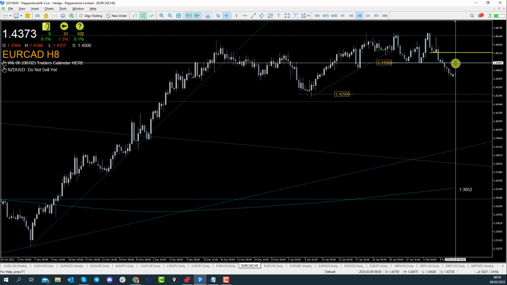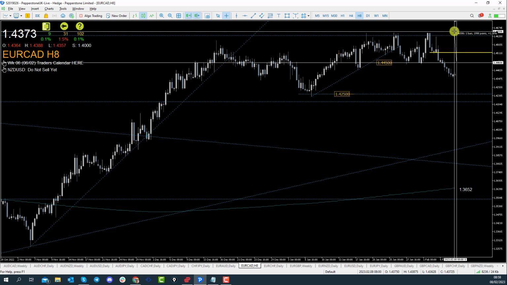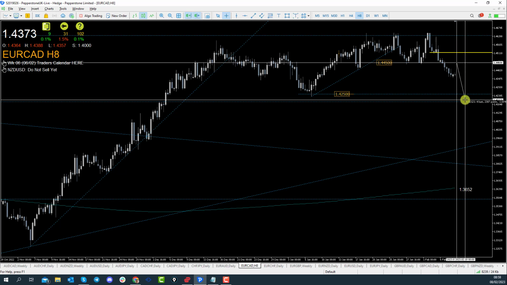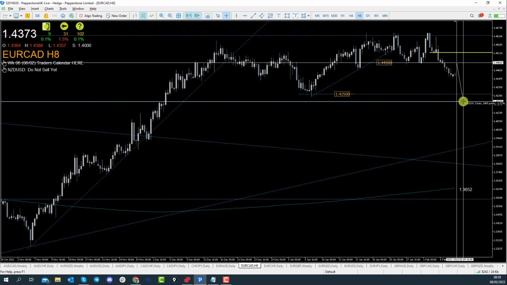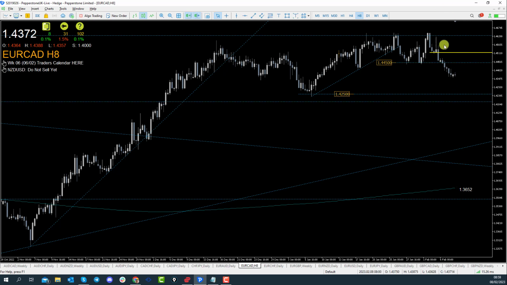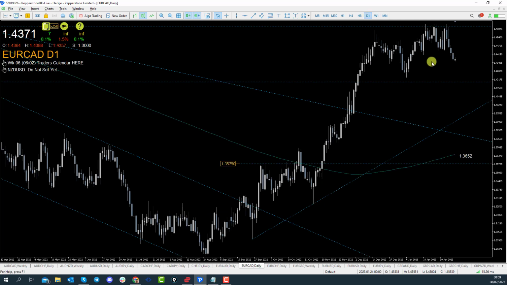Whereas if we're at the one spot 44.50, depending on where you want to place your stop losses, you'll have a 200 pip stop with a 250 pip target. So the reward gets better if we wait for price to pull back a little bit further. So that's something to consider when you're looking at EURCAD today.